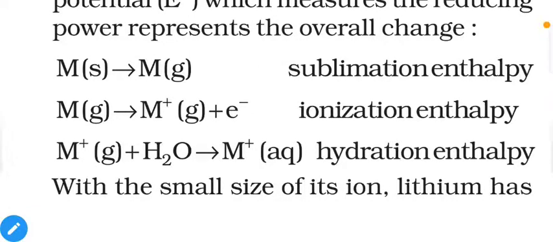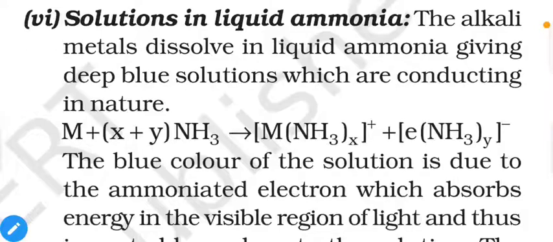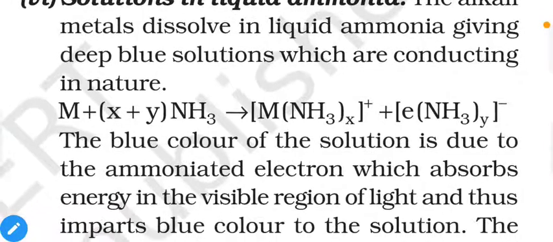With the small size of ion, lithium has the highest hydration enthalpy, which accounts for its high negative E0 value and its high reducing power. And the last one is solution in liquid ammonia. The alkali metal dissolves in liquid ammonia, giving deep blue solution which is conducting in nature. So metal plus NH3 gives M(NH3)x plus e(NH3)y.